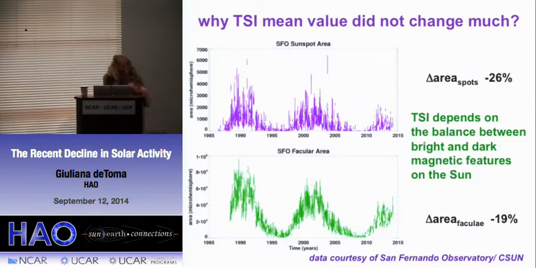What I'm showing here are two time series, for sunspot area and facular area. These are data taken from San Fernando Observatory. You can see that both show a decline in activity over the course of the last three cycles. If you look just at the area, the sunspot area declined significantly more. This is very consistent with what I showed you before from the NOAA sunspot record. And facular area declined about 19%.